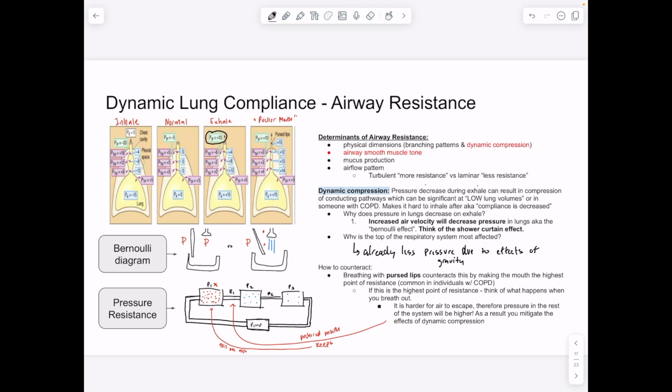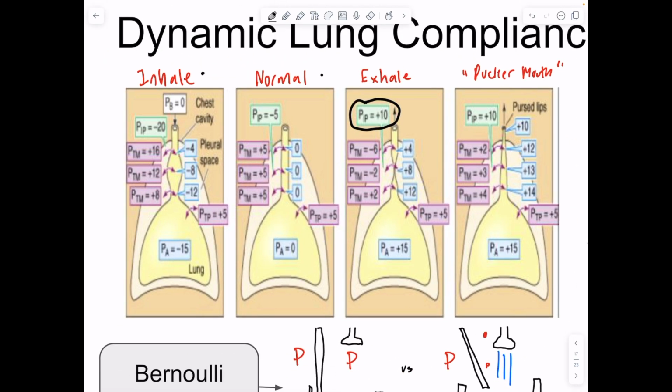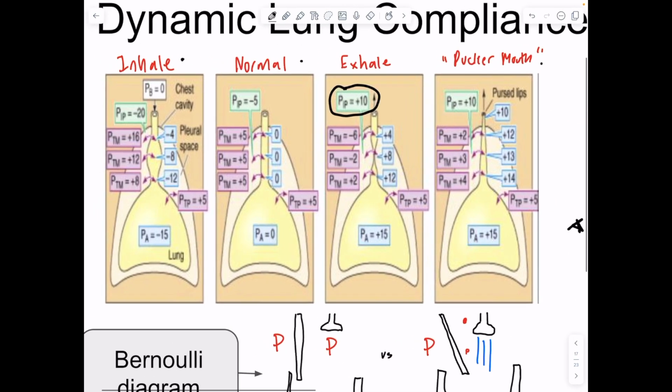All right, so then we also have this idea of dynamic compression. Before we go into this discussion, basically the premise here is that the flow of air itself will change the pressure in the lungs. And in certain circumstances, such as very low lung volumes, you can have partial collapse of vessels, or at the very least, you can have some additional compression on the airways. And so the idea is that here we have inhalation, normal exhalation, and then pucker mouth, which we'll talk about in a second. But just take a look at exhalation.